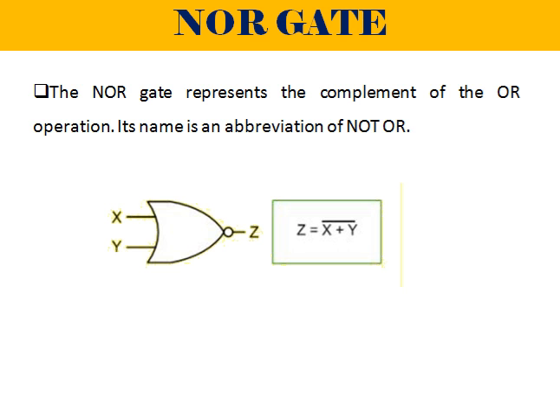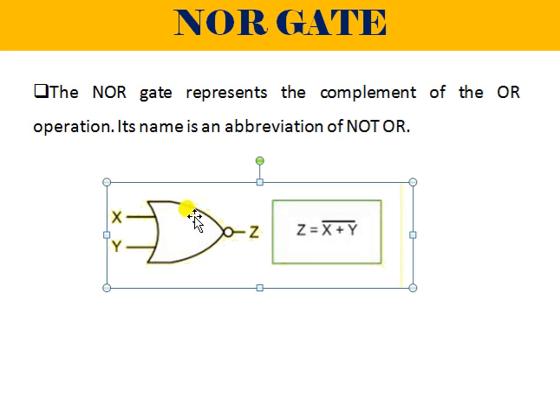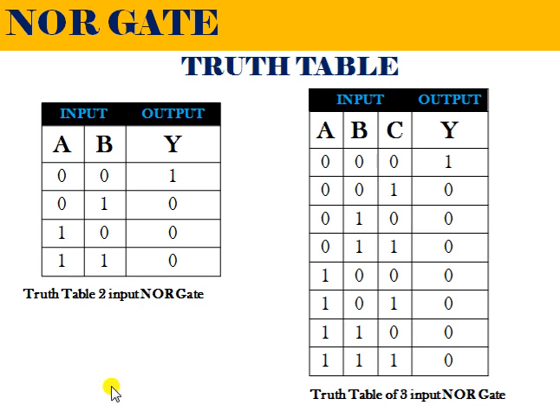Now NOR gate. NOR gate is the complement of OR operation. It is the combination of OR gate plus NOT gate. It gives NOR gate. So its Boolean expression is z equal to x plus y whole bar, where x and y are the inputs and z is the output. Let us see its truth table. Here A and B are inputs and Y is output.